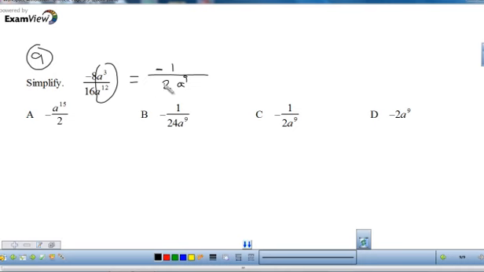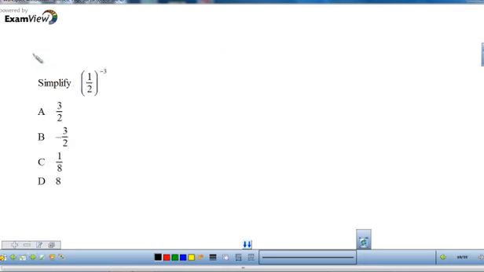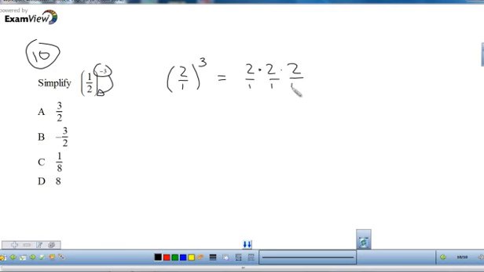8 goes into 16 twice. So again, negative exponent means we need a flip. So this becomes 2 over 3 to the 3rd power. So once again, that just means you can write it 3 times, which is just going to give you 8. 2 times 2 times 2 is 8.